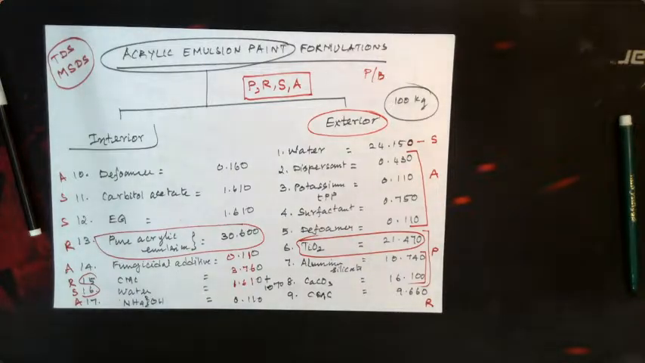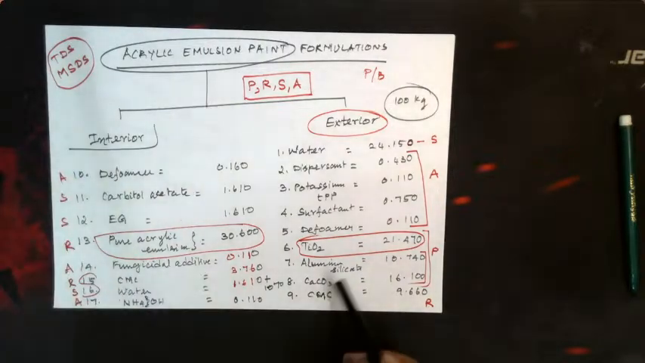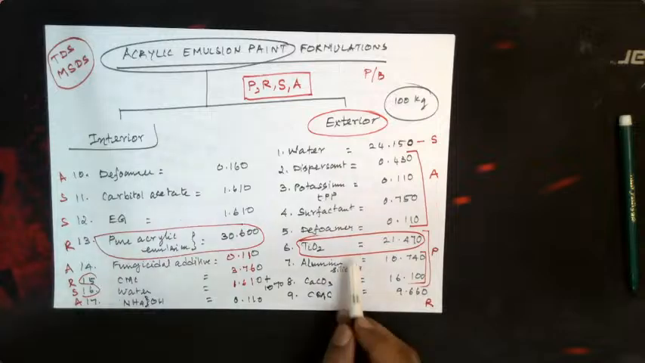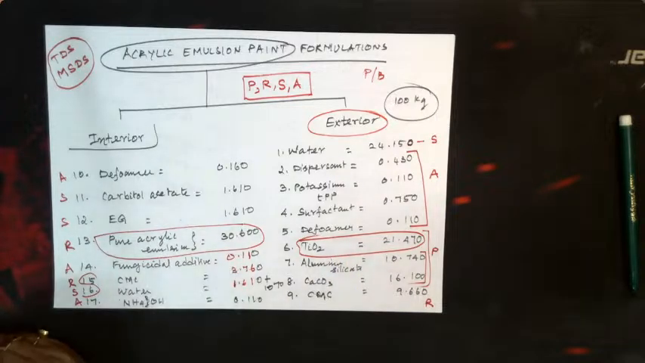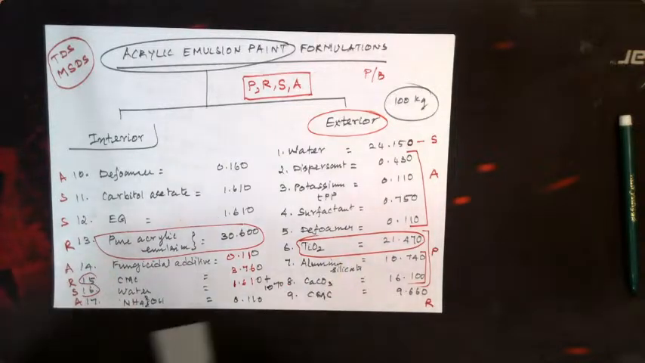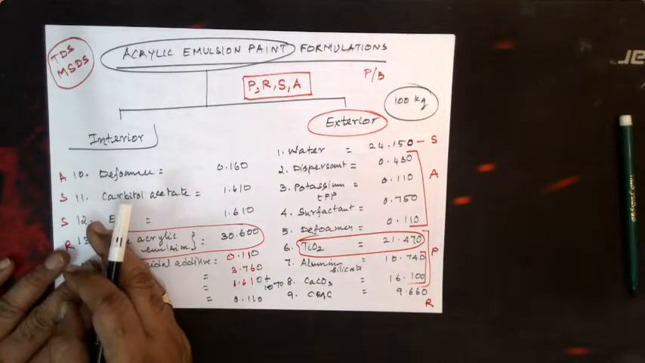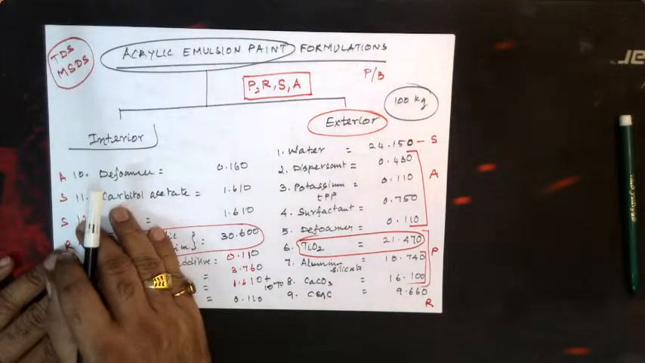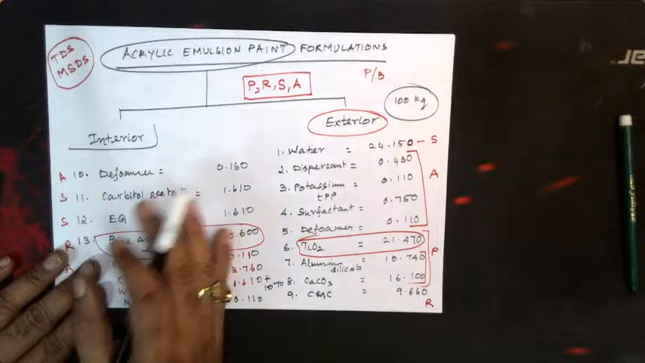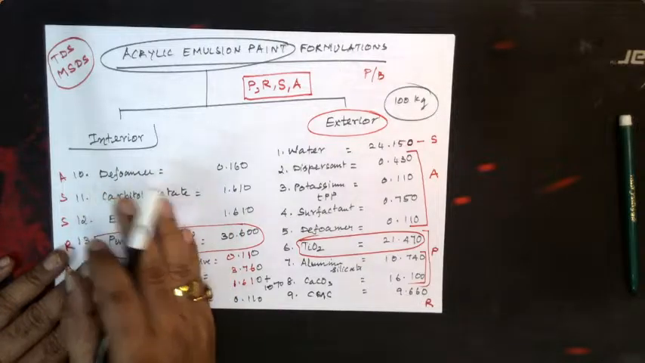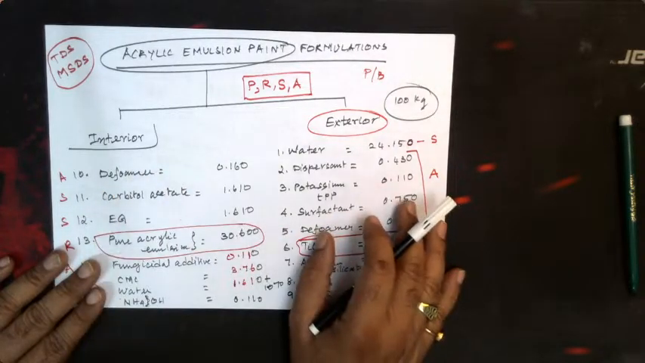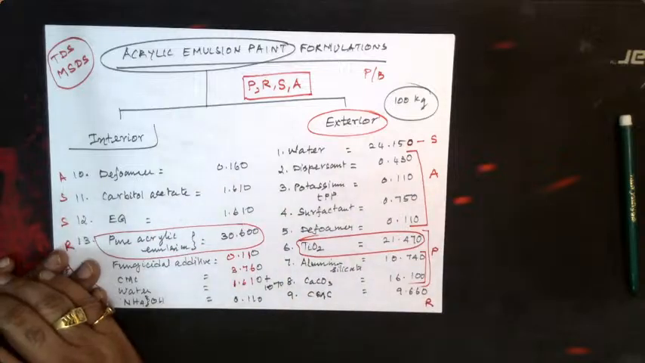Now, we have to consider then the pigment. Here we take titanium dioxide. When we talk about this titanium dioxide, we have two types of crystal structures. One is rutile, another is anatase. Usually anatase is heavily used here, but for better quality you can take rutile also.